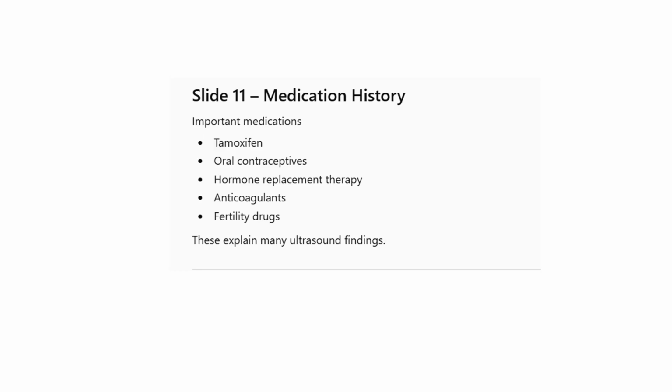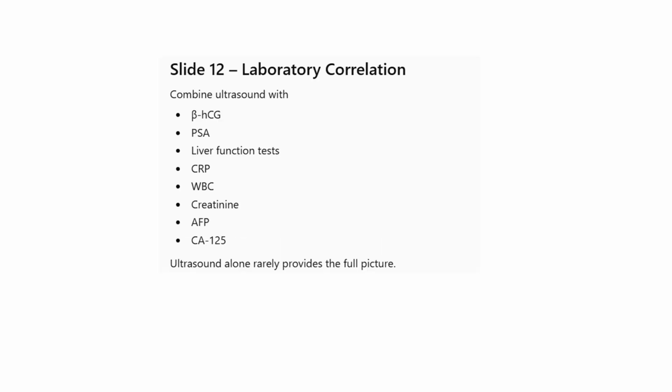So the medication history: important medications like tamoxifen, oral contraceptives, hormone replacement therapy, anticoagulants, fertility drugs. These explain many ultrasound findings. So the laboratory correlation: combine ultrasound with beta HCG, PSA, liver function test, CRP, WBC, creatinine, AFP, CA125. Ultrasound alone rarely provides the full picture.